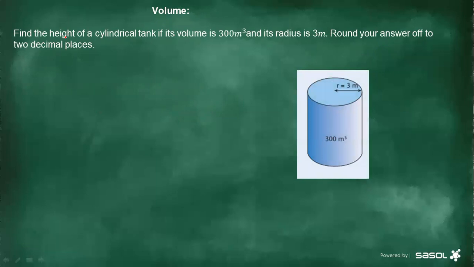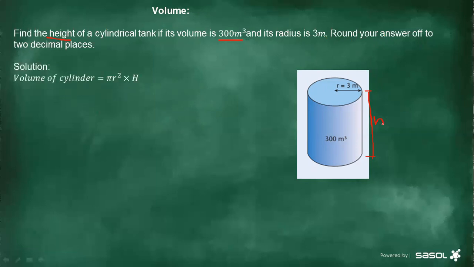Find the height of the cylindrical tank if its volume is 300 cubic meter and its radius is 3 meter. Round off your answer to 2 decimal places. Now in this one, we are in need of height. We want to know from the bottom up to this point, what is the height? In this case, we are no longer calculating the volume. We are given the volume this time. Now we have to calculate the height.